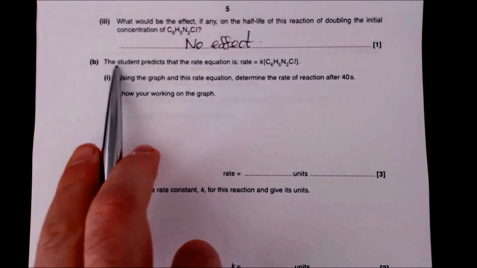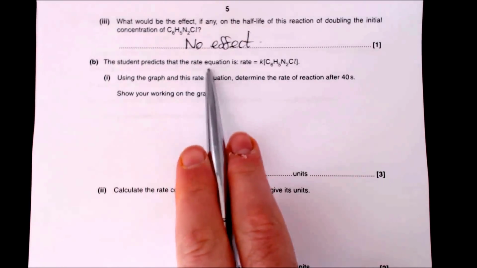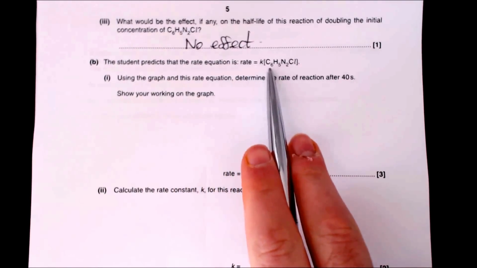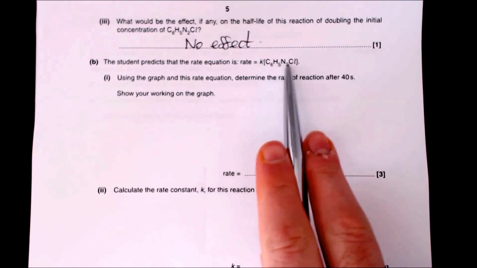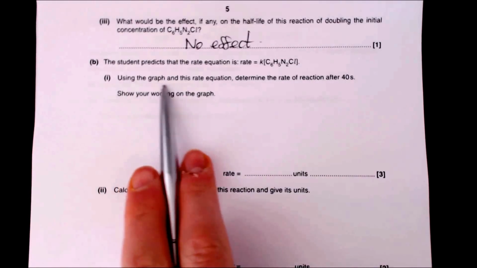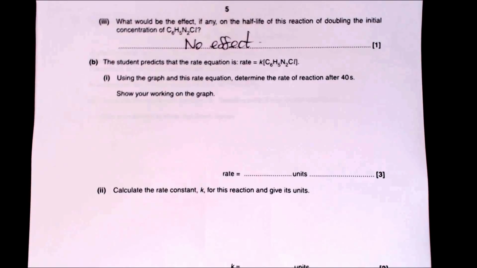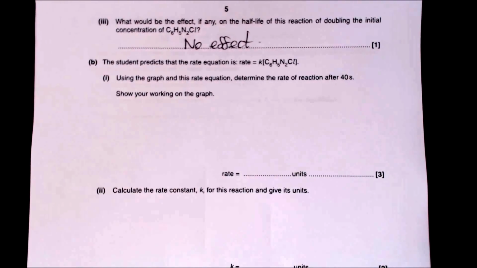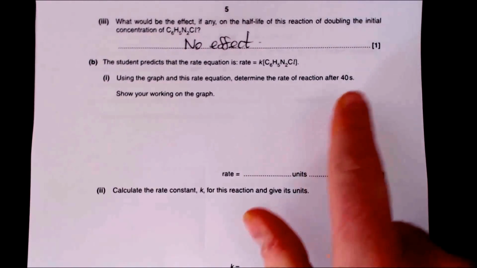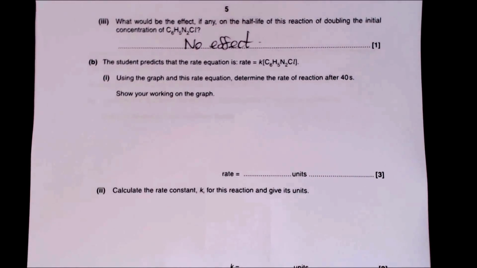And then B says the student predicts that the rate equation is rate equals k times the concentration of C6H5N2Cl. Using the graph and this rate equation, determine the rate of reaction after 40 seconds, and you've got to show your working on the graph. So what we've got to do is find the tangent at 40 seconds.